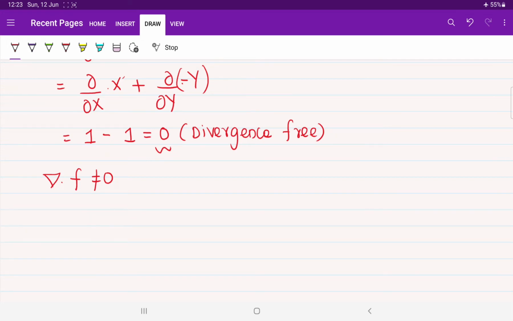So if your function is equal to 0, then that function is simply called a divergence free function, or we can also call it solenoidal. There will be an alternative name for this. This function is also considered a solenoidal function.